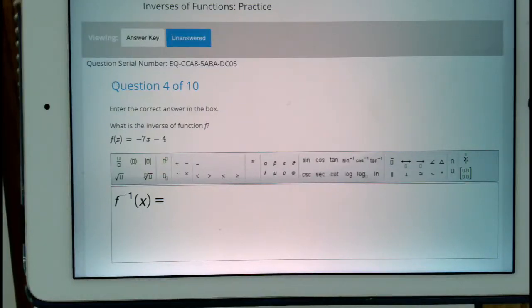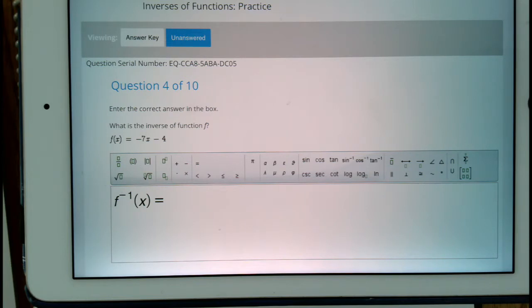Most of the problems in this unit, 8.2 inverses of functions, ask you to find the inverse, which is exactly what we're doing on this problem. I know I've gone out of order in terms of the problems that are listed, but I wanted to start with a linear equation, which is what this one is.